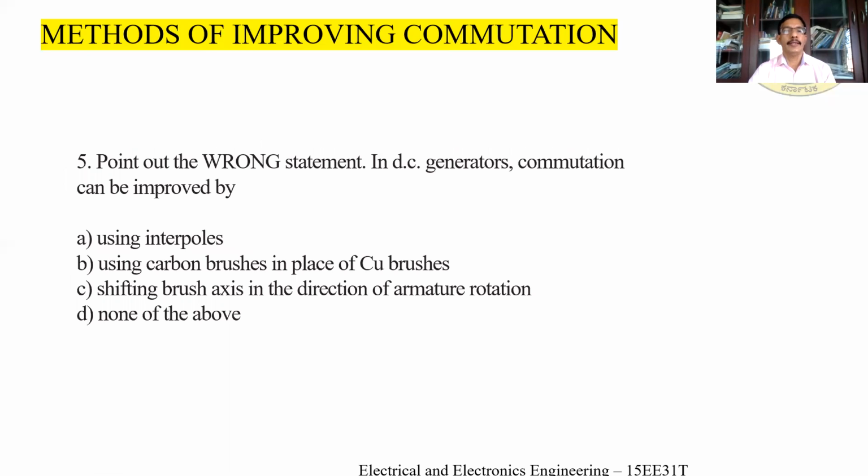Point out the wrong statement in DC generators. Commutation can be improved by: option A, using interpoles. Option B, using carbon brushes in place of copper brushes. Option C, shifting brush axis in the direction of armature rotation. Option D, none of the above. Here also, see the question carefully. Point out the wrong statement. If the first statement is correct, don't select it as the answer. So these are negative type questions. Carefully choose the answer.